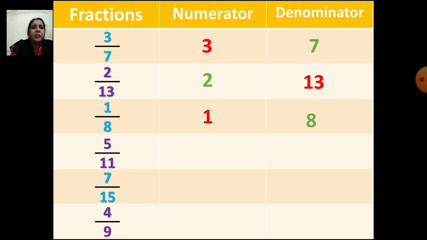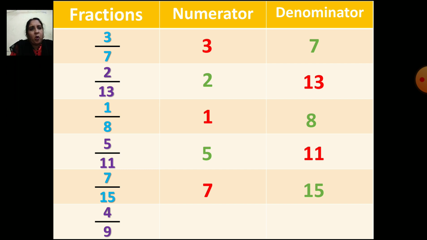Okay. Now we will see the next question. It is 5 upon 11. Now which is the numerator here in this question? 5. And which is the denominator? 11. Very good. Now we will see the next question. 7 upon 15. Which is the numerator here? 7. And which is the denominator? 15. Very good.